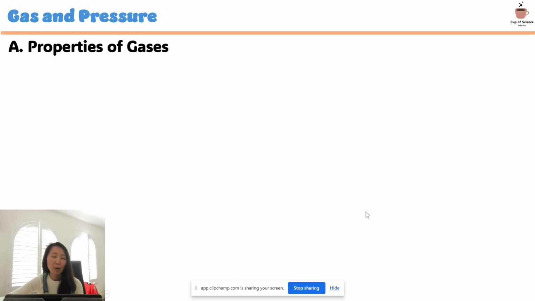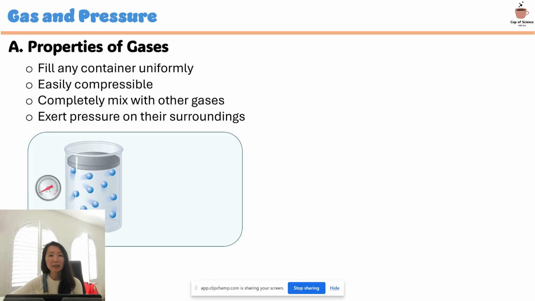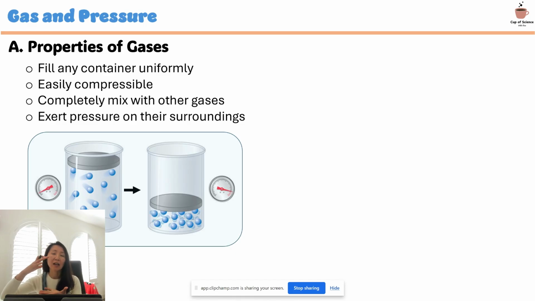Let's begin. Properties of gas are defined by the characteristic of the gas. And here are some characteristics. They can fill any container in uniformity. For example, here is a cylinder container containing gas molecules. So these circles are gas molecules. The gas molecules are also compressible, meaning if I were to take this cylinder beaker and had some kind of top that could be compressed down, these gases could be compressed to a certain degree.